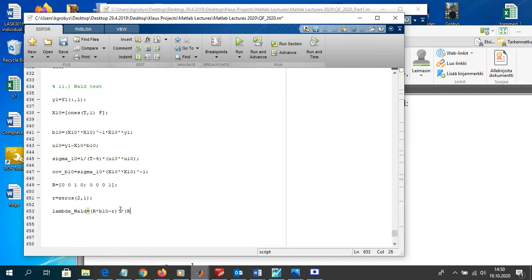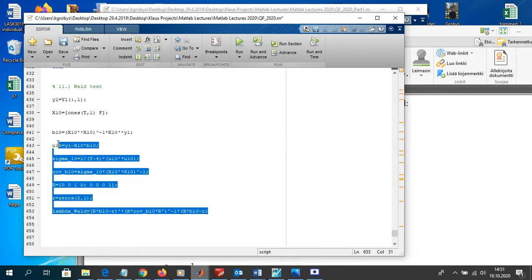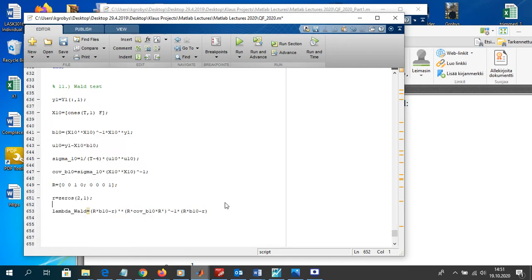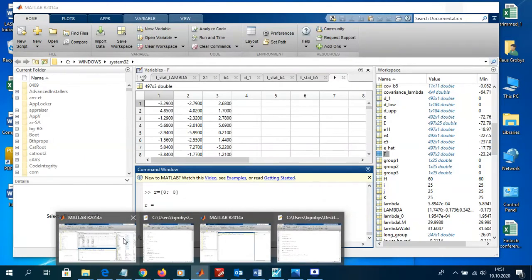This is multiplied with capital R, times the covariance matrix of our point estimator beta 10, times capital R transposed. Now we remember that this depicts the corresponding covariance terms from the covariance matrix. So we multiply it from both sides with this R, and then we take the inverse, times what we have here on the left-hand side, right? Copy that, paste it in, and that's our test statistic. So again, let's copy the whole part here, that's our test statistic, and paste it into MATLAB.